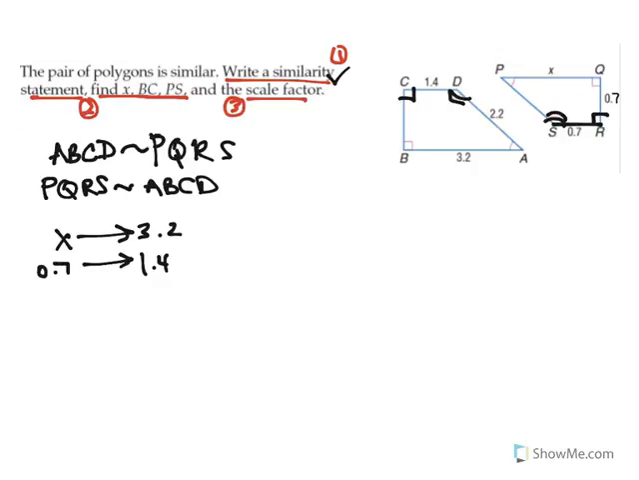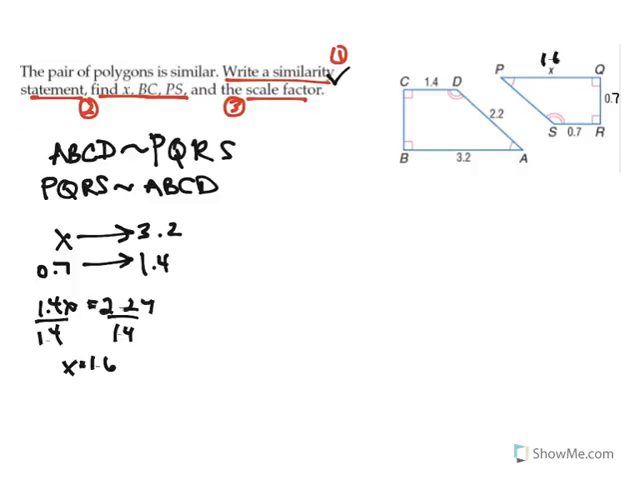Okay? And now I cross multiply. Hold on, let me just erase this. I cross multiply and I get 1.4x equals 2.24. Get x by itself. Okay. X is now 1.6. As soon as we get the info, we put it in the figure, right?